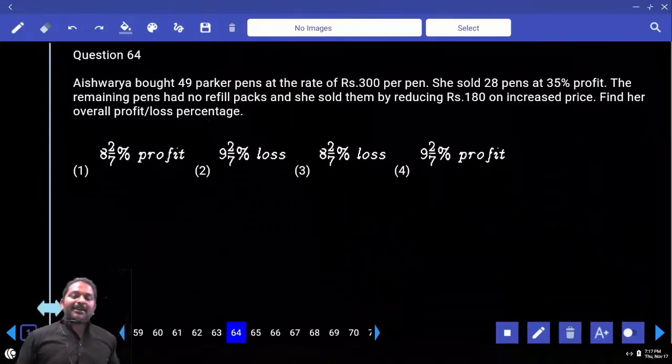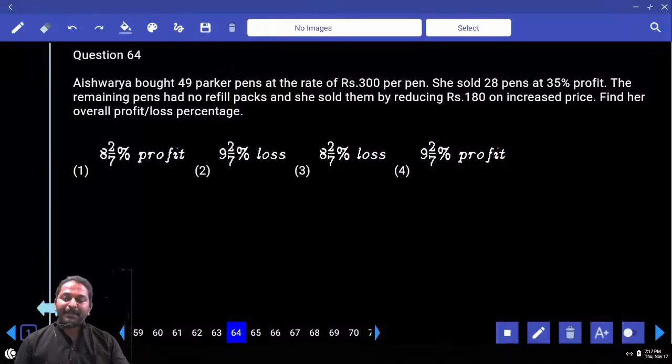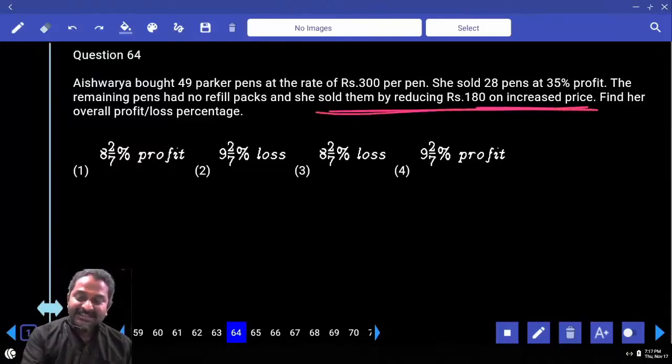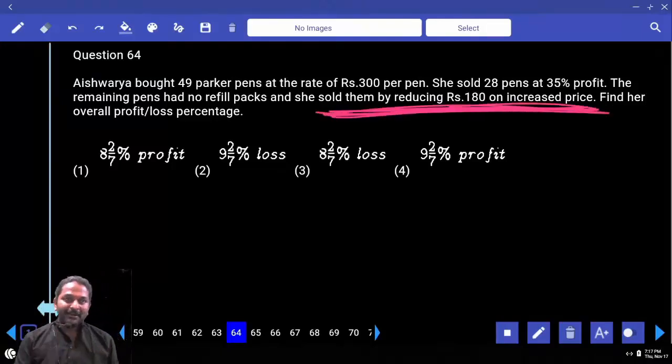Aishwarya bought 49 Parker pens at a cost of 300 per pen. She sold 28 pens at 35% profit. The remaining pens had no refill packs, and she sold the remaining by reducing 180 on increased price. Increased price, this is an important point. Find her overall profit or loss percentage.